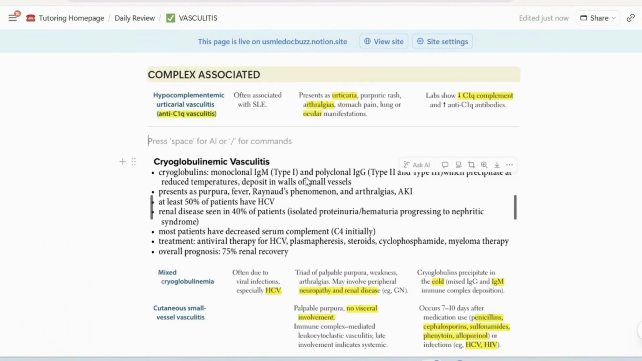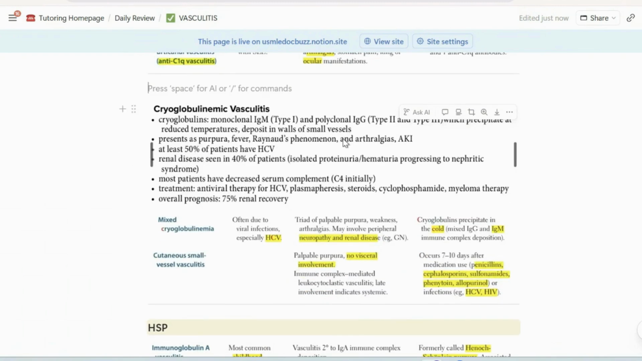Okay. Next comes cryoglobulinemic vasculitis. Okay. Now these ones, the cryoglobulin, so it's kind of in the name. The thing is, these are triggered by low temperature. Okay. Now, usually what they present with is IgM based triggering, right?